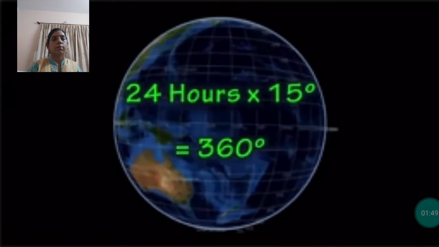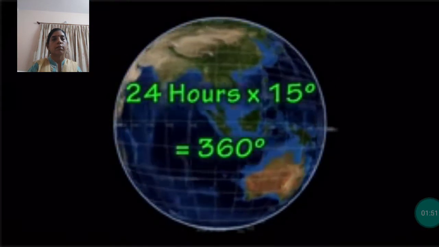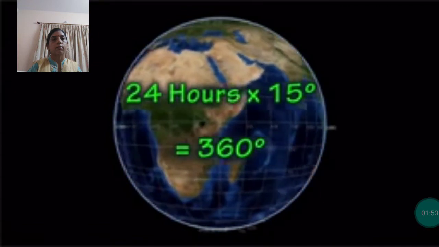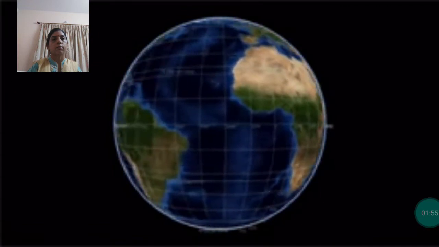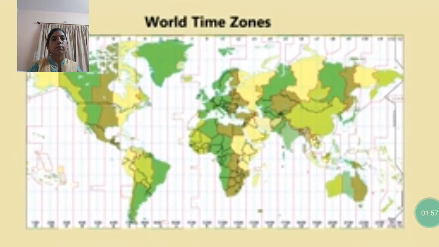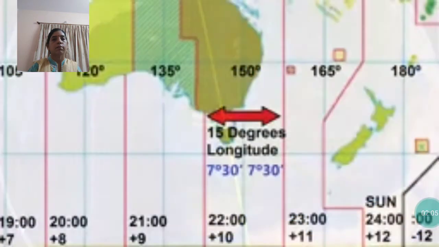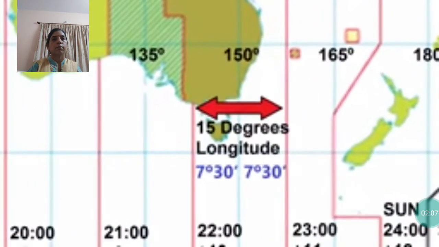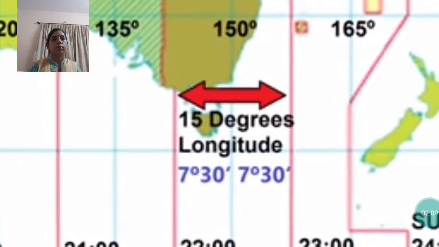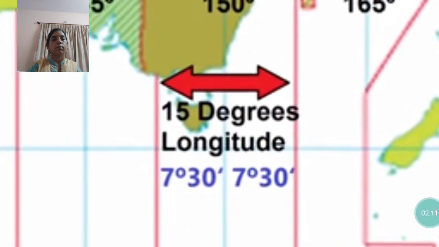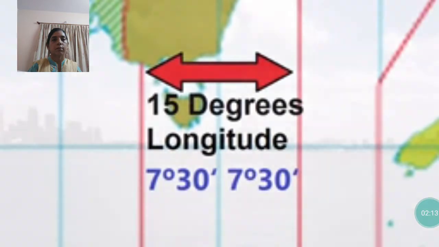Time zones are based on the fact that the Earth moves 15 degrees longitude each hour. Since there are 24 hours in a day, there are 24 standard time zones. Time zones are counted from the prime meridian, which is 0 degrees longitude. Each time zone is counted at 15-degree intervals and extends 7.5 degrees either side of the central meridian.